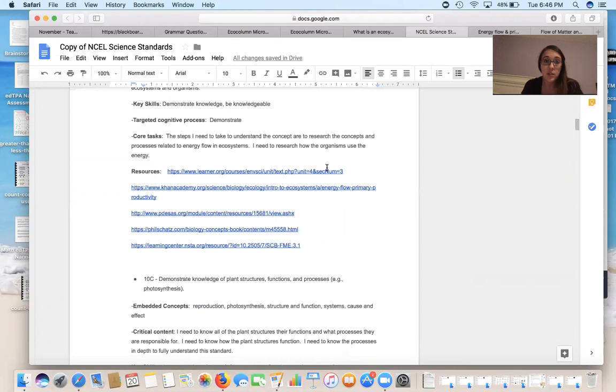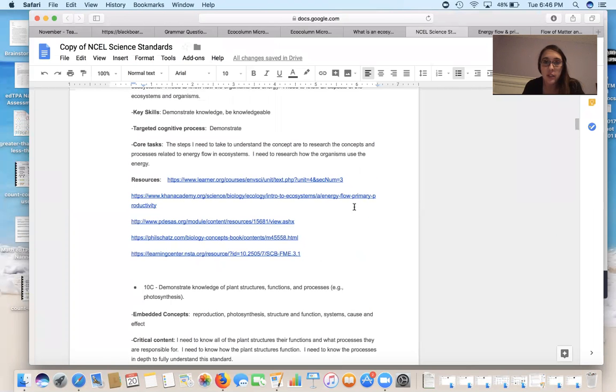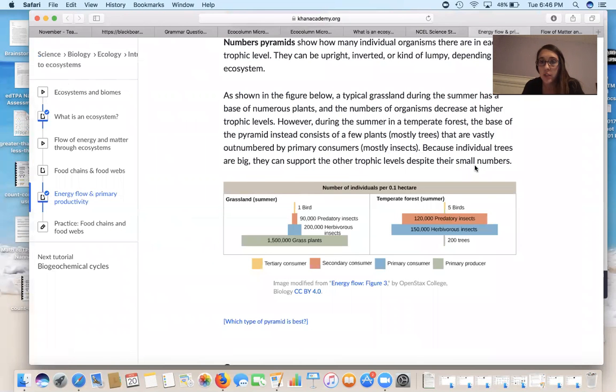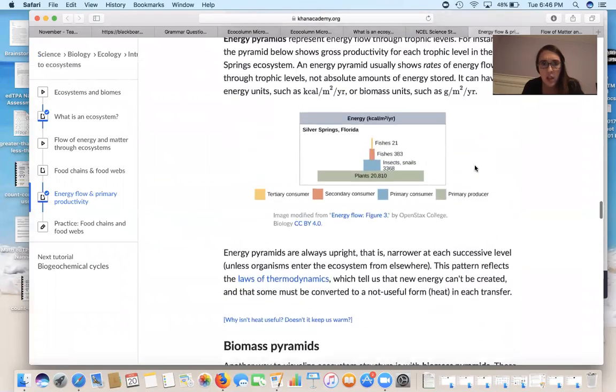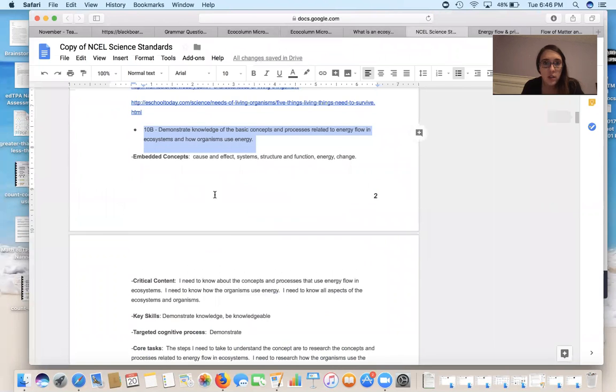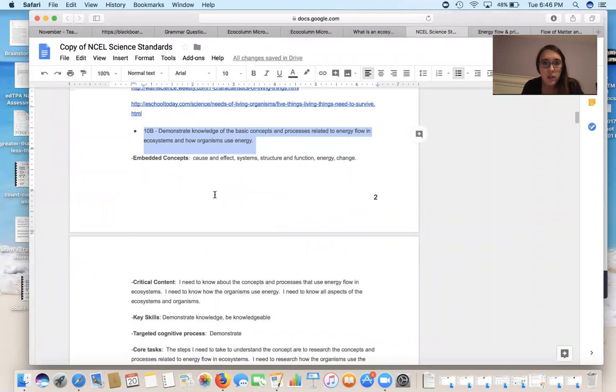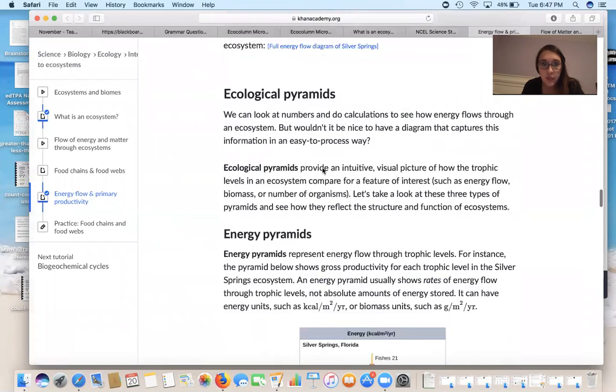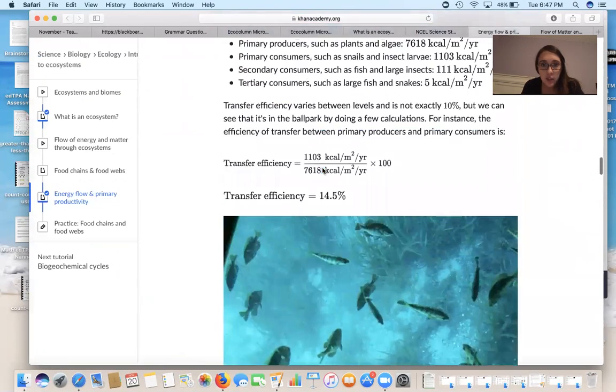Core tasks. The steps you need to take are to understand the concept, to research the concepts and processes related to energy flow in ecosystems. All right, so let's look at some of our resources here to help us get a better picture of the standard. We're looking at energy flow in ecosystems and how organisms use energy. So here is the energy flow.